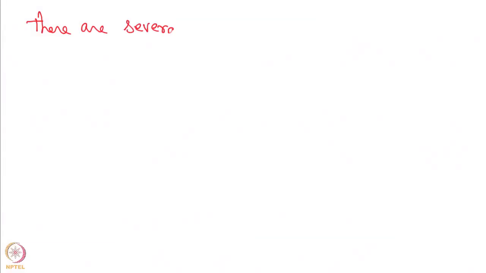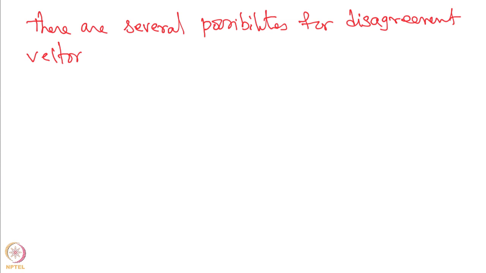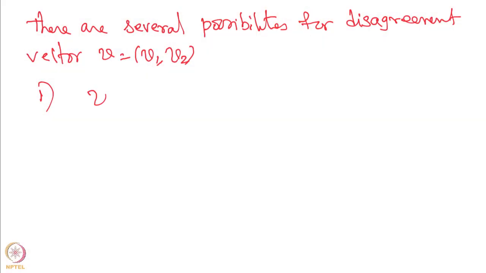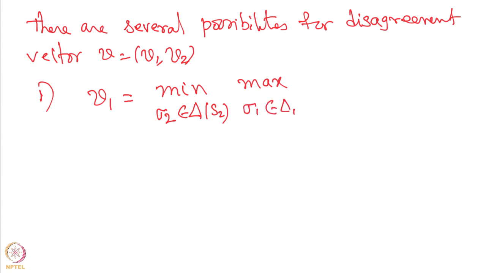There are several possibilities for the disagreement vector. There are multiple ways to choose V. For example, V could be their min-max strategies. One possibility is V1 is the minimum over sigma 2 in delta S2 of the maximum over the mixed strategies of player 1 of U1(sigma 1, sigma 2). This is V1, and V2 will be the corresponding thing for player 2.